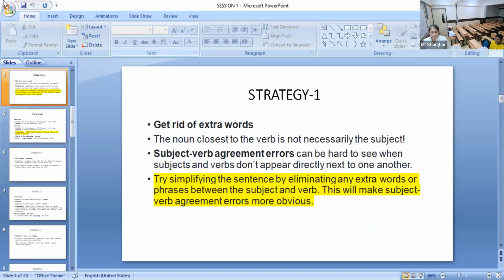Okay. Saina and Adi, you just have to write the first line. Get rid of extra words. The rest of the thing you don't need. Okay, that's strategy 1. So you can put down strategy 1. Get rid of extra words, and I'll give you an example to write.